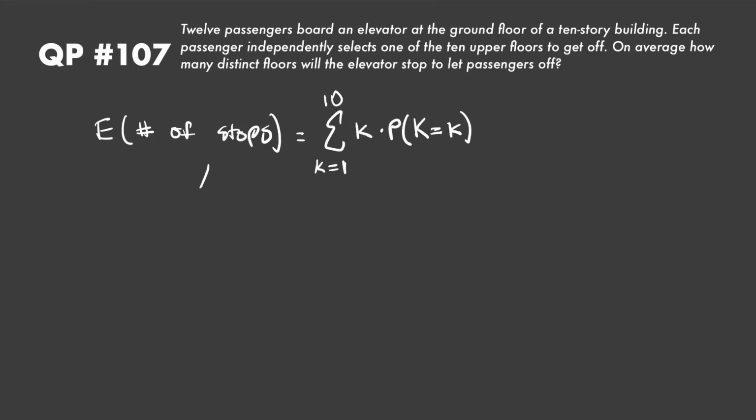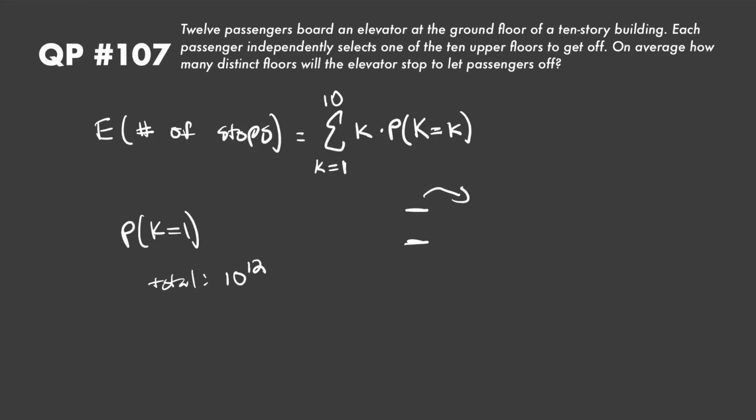So k is the number of stops that the elevator is going to make. Let's first find the probability that k is equal to 1. Let's just start off small. What is the probability that there's only one stop? Okay, so we have 12 different people getting off on 10 different floors. So we know that the total number of outcomes is going to be, again, 10 to the power of 12. Now we need to find the number of outcomes where basically everyone gets off on the same floor, because that is the only way that k can be equal to 1.